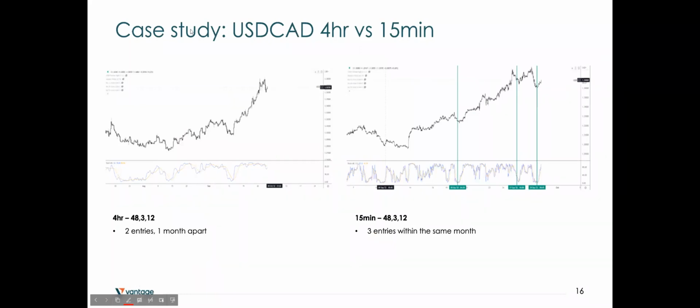Okay, so again, this is basically a case study using USDCAD, a 4 hours period versus a 15 minutes period, right? In a 4 hours period, using these parameters, 48, 3, 12, you probably have 2 entries. But on the 15 minutes time frame, you will have 3 entries within that same month. Again, the SMA is probably something like that. So once we break above this level, we only consider buys, and we have considered buys here, here, and here. And if you were to shift your threshold above to say 35 or 40, you have more entries coming in to this big move up.